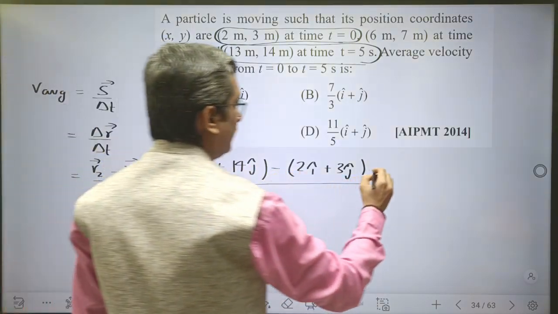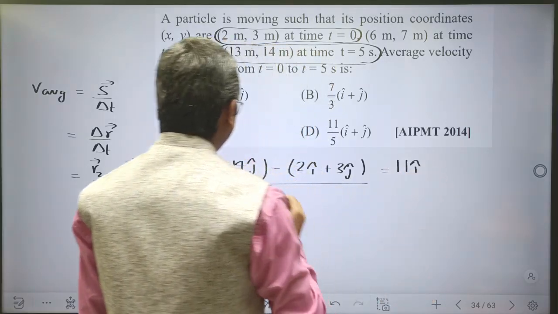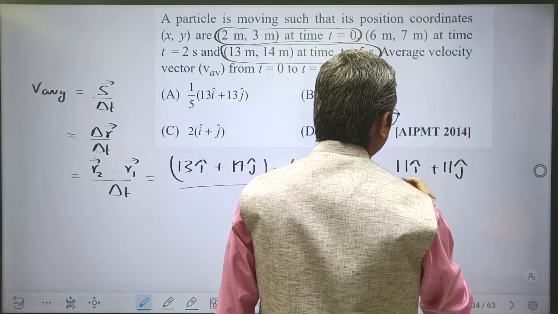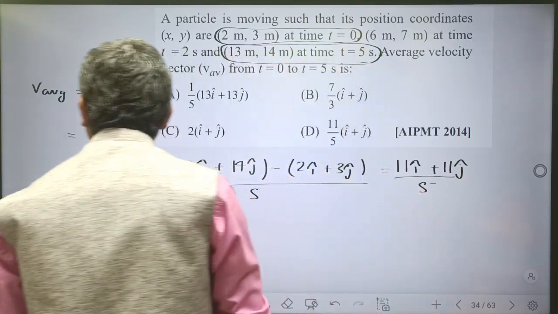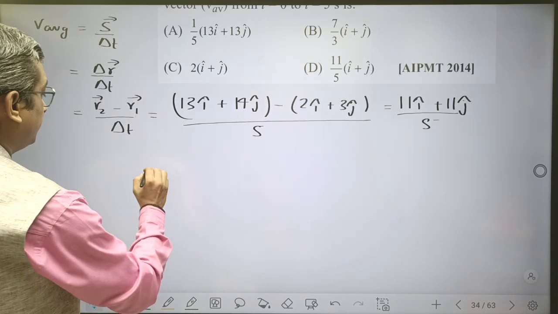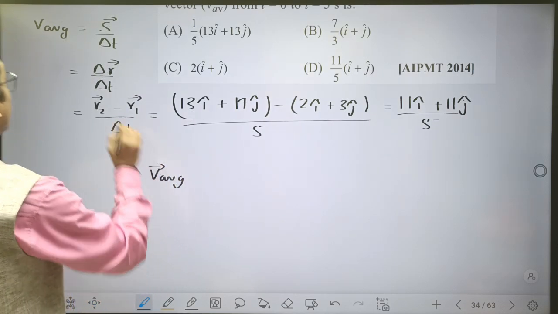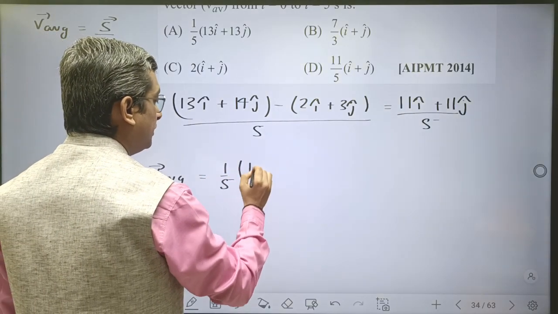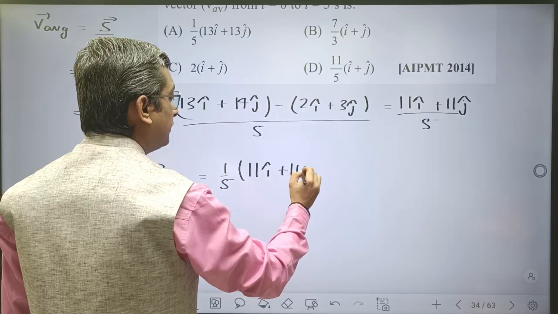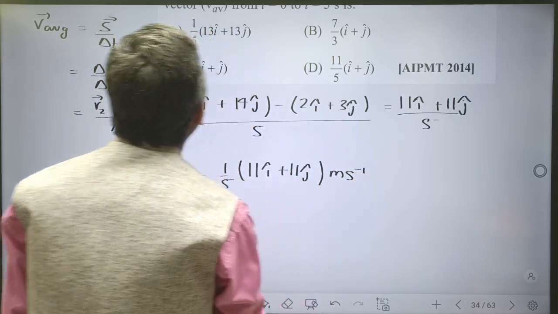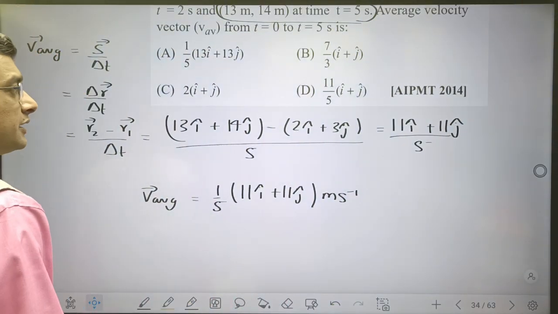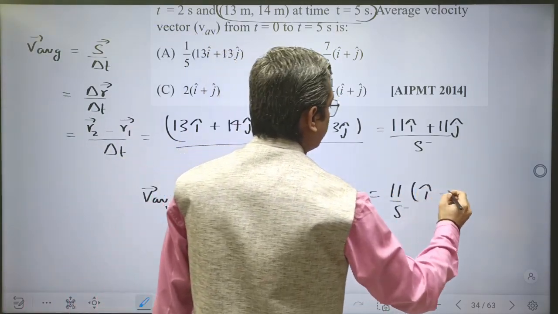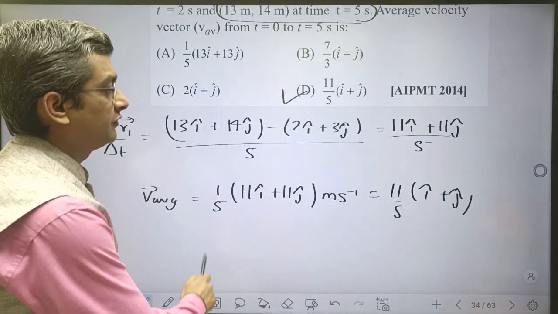Now 13 minus 2, that is 11 i cap, 14 minus 3, that is 11 j cap, divided by 5. So this is the average velocity, that is, put the vector sign here, 1 by 5 into 11 i cap plus 11 j cap meter per second. So it is option D. You can also write 11 by 5 i cap plus j cap. So this is just a simple arrangement, option D is the answer.